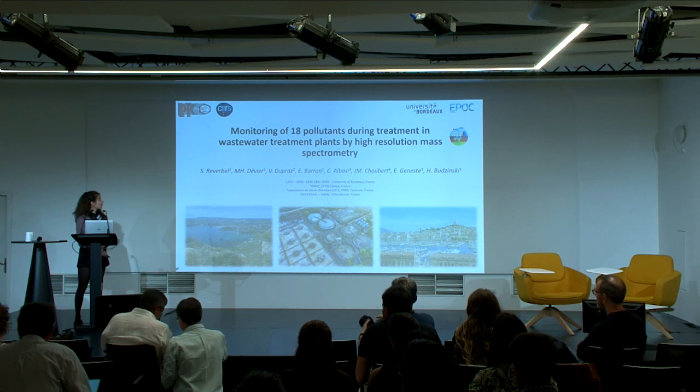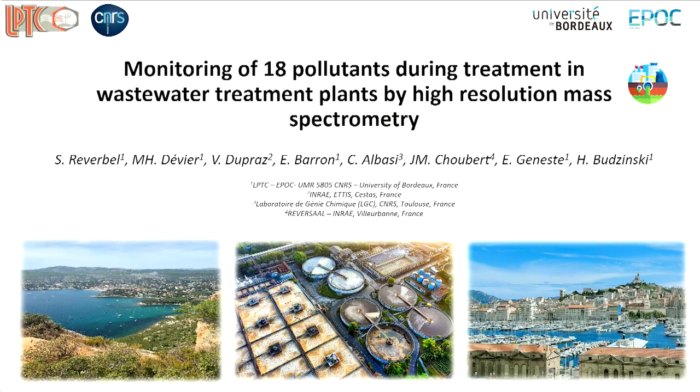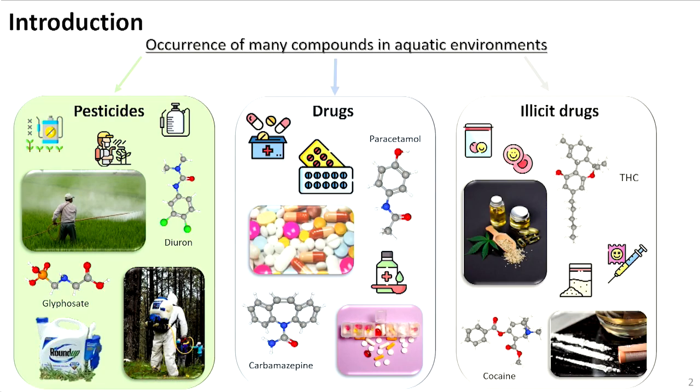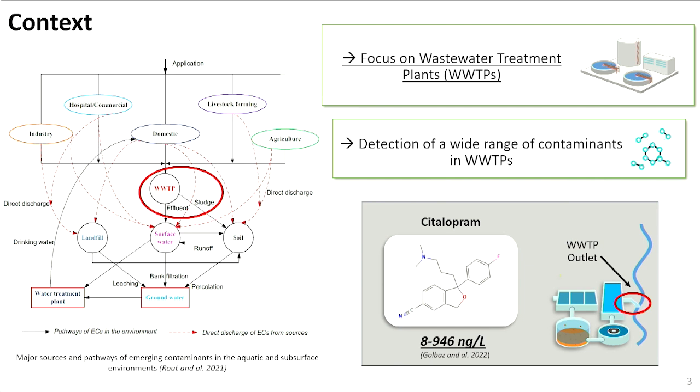Today I'm going to speak about the monitoring of 18 pollutants during treatment in wastewater treatment plants by high-resolution mass spectrometry. Currently, a huge variety of organic compounds such as pesticides, drugs, or illicit drugs have been found in the aquatic environments, and one of the main sources of chemical contamination of aquatic environments is wastewater treatment plants because they receive and discharge a large number of compounds into surface waters.